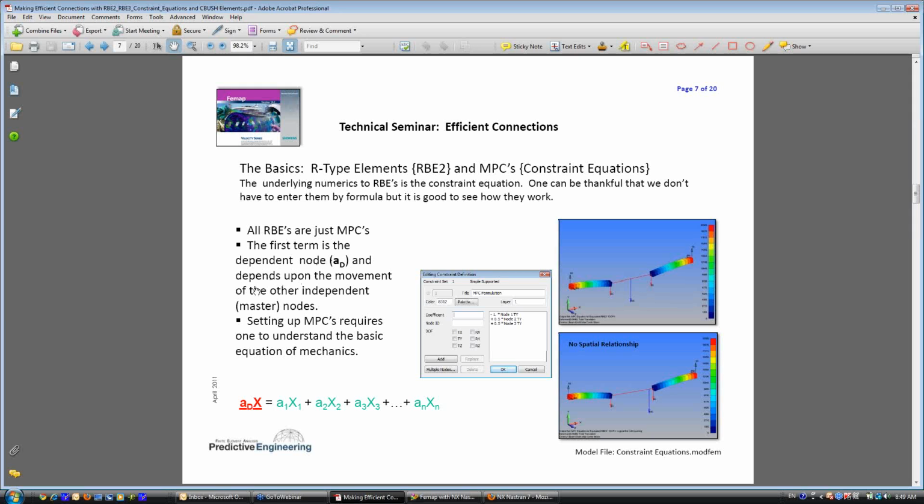Depends upon the movement of the other independent master nodes. So they would say start with an equation like this. Here is your dependent node, here's your independent, and your first node here, as you defined, is going to be your dependent, and then the others are the independent. So what I'm saying is that I want this node here in the middle to be dependent upon the movement of these two right here.